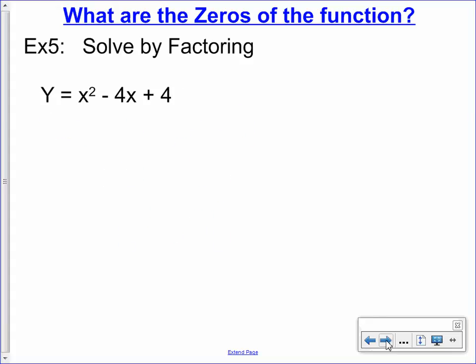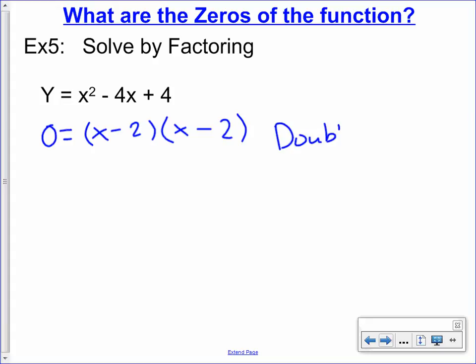Example 5 is an interesting one. If you were to break this up, again, set it equal to 0. x and x, 2 and 2 make 4. Notice again, we have a double root. In other words, the answer is the same for both of them. So therefore, there is only one answer. For both of these, x is just 2. So your solution is just 2.